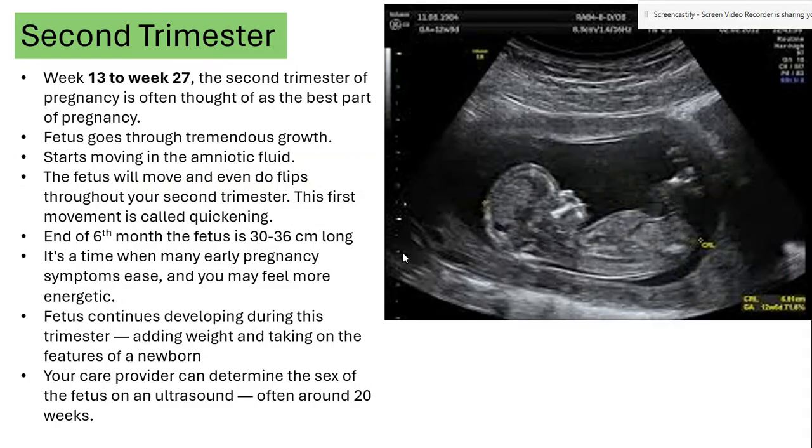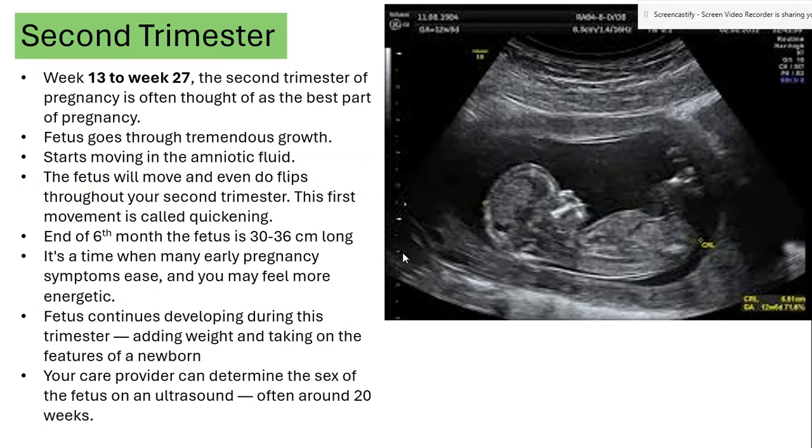The second trimester, week 13 to week 27, is often thought of as the best part of pregnancy. The fetus goes through tremendous growth and starts moving in the amniotic fluid. The fetus will move and even do flips throughout your second trimester. The first movement is called quickening. By the end of 6 months, the fetus is 30 to 36 centimeters long.